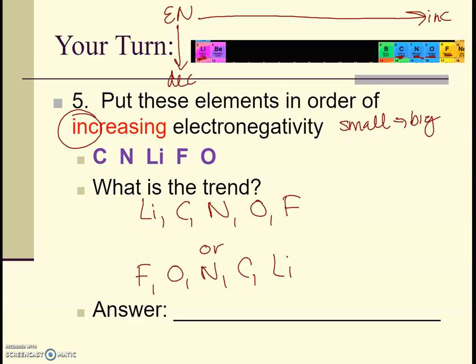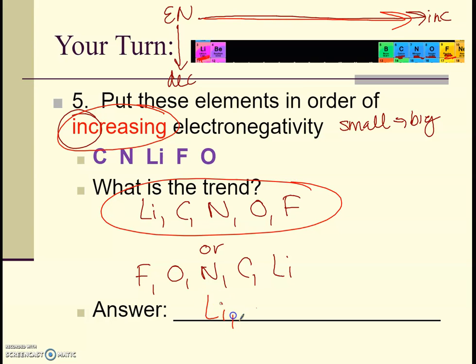All right, so take a moment. I want them in increasing order. It increases to the right, so I write it from left to right. So that means lithium, carbon, nitrogen, oxygen, fluorine is the correct answer. And that is electronegativities. Stay tuned, and we're going to mix them all up and have you write them on your own, including a fun little way to remember all your trends.